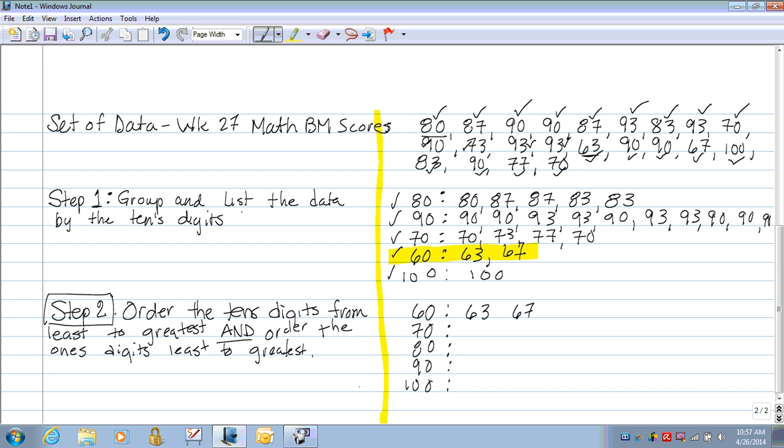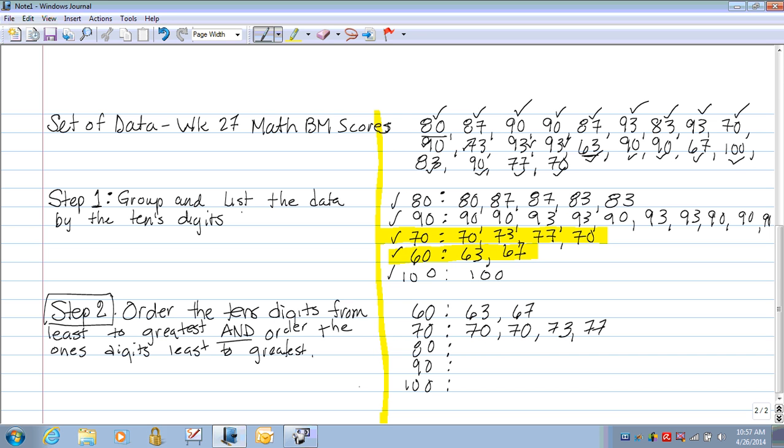And then I look in the 70s. And you want to put the ones also from least to greatest. So I see a 70, a 73, a 77, and a 70. My least number is 70, and I have two of them, so you want to write those both down first. 70, 70. And then I see a 73 and a 77. So now I see that I have that written down in order.